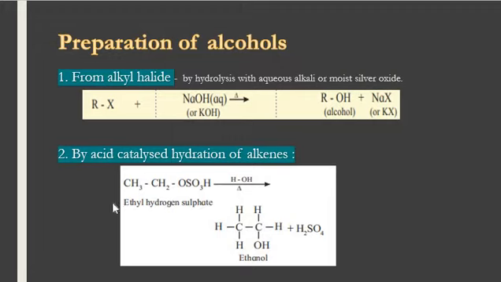Similarly, we have taken here ethyl hydrogen sulfate, which has come by the addition of ethene and sulfuric acid, and on hydrolysis of ethyl hydrogen sulfate we will be getting ethanol and sulfuric acid.